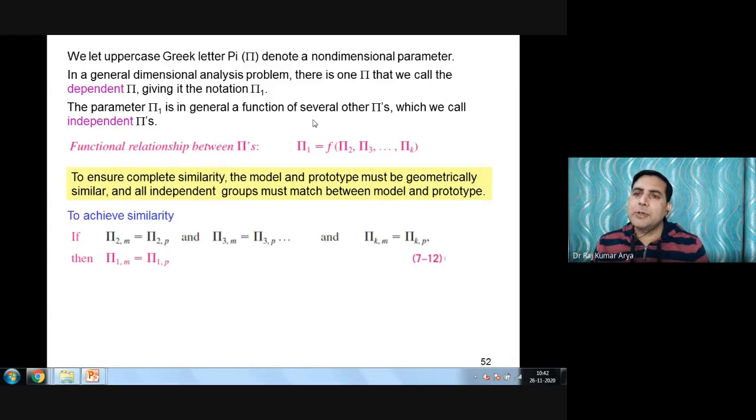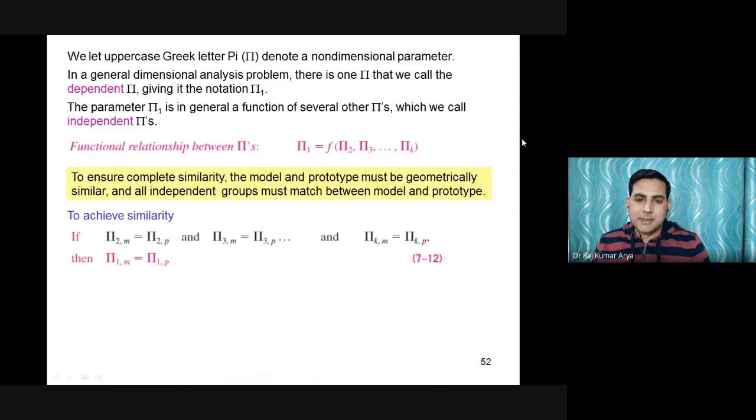Same thing we will do here in our dimensional analysis also. So with the help of equations, you will come to know. These dimensionless parameters are called pi groups actually. Whatever dimensionless parameters you get, that's called a pi group. Now, how to do that? That we will explain here.